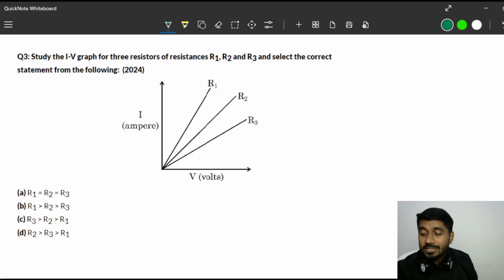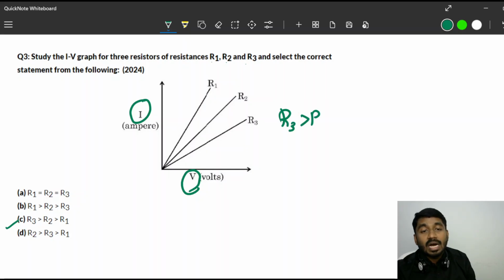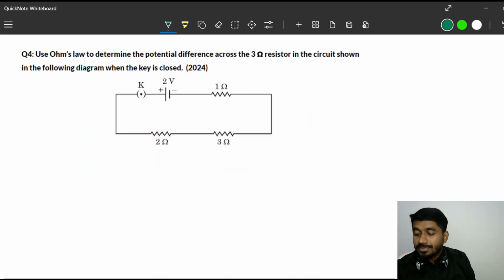This is the question I told you. Study the IV graph of three resistors R1, R2 and R3. Select the correct statement. So here you see y-axis is current and x-axis is voltage. But here I told you, the conductor which is having less inclination will have more resistance. So we can just write the answer as R3 will have more resistance than R2 than R1. So this is how we can answer that question.